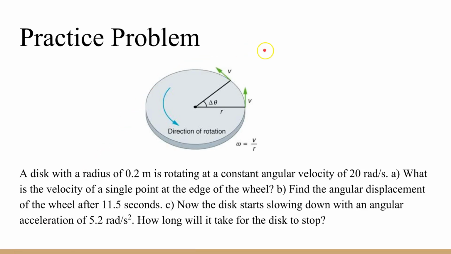So here's a quick practice problem. A disk with a radius of 0.2 meters is rotating at a constant angular velocity of 20 radians per second. Part A, what is the velocity of a single point at the edge of the wheel? Part B, find the angular displacement of the wheel after 11.5 seconds. And C, now the disk starts slowing down with a constant angular acceleration of 5.2 radians per second squared. How long will it take for the disk to stop?